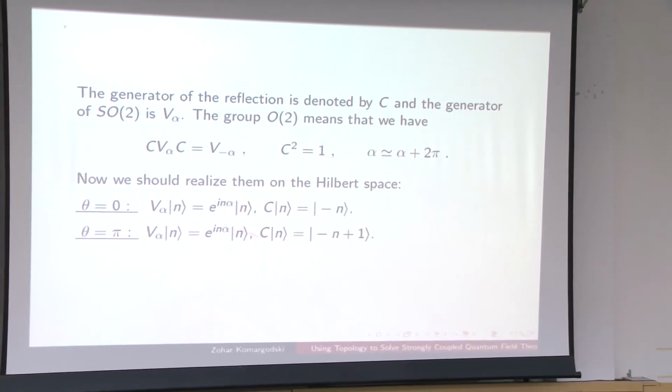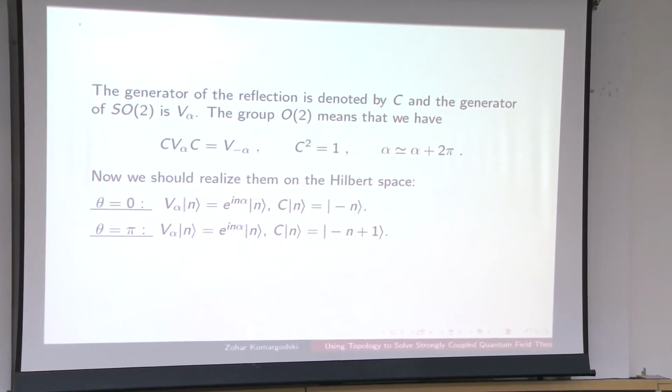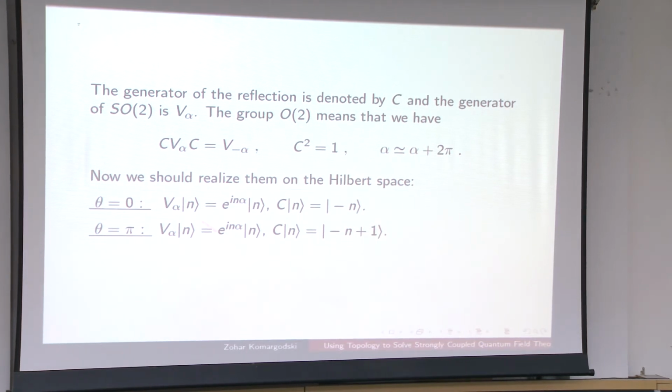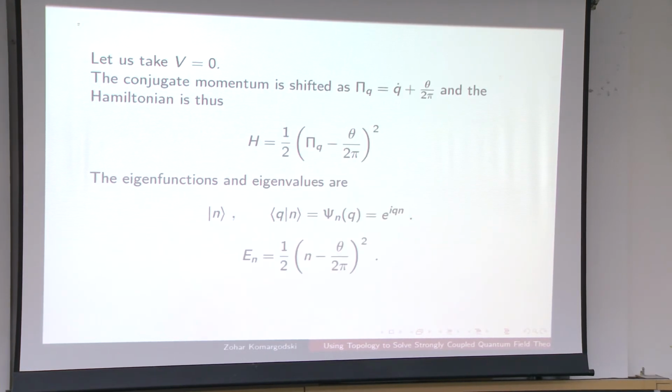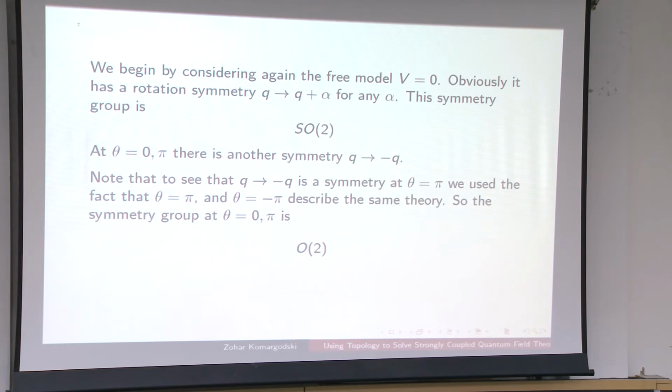However, this cannot be right at theta equals pi. This is where the physics starts, the interesting physics starts. This cannot be the right answer for how these operators act on the Hilbert space at theta equals pi. Why? Because n and minus n are not degenerate. So it cannot possibly be the right way to act on the Hilbert space because these 2 states are not degenerate. Indeed, if you look back at this formula, you see that at theta equals 0, n and minus n have the same energy, but at theta equals pi, they do not. So it cannot be right that this is the action on the Hilbert space.